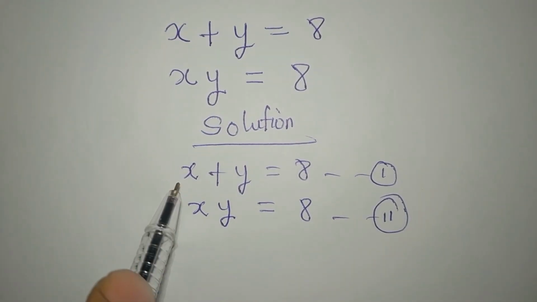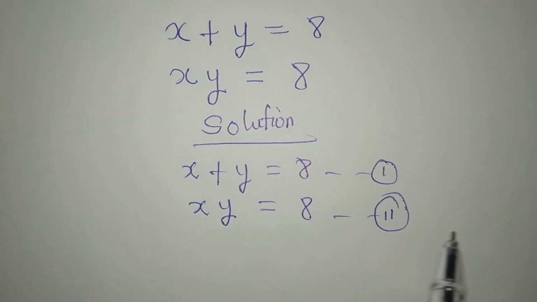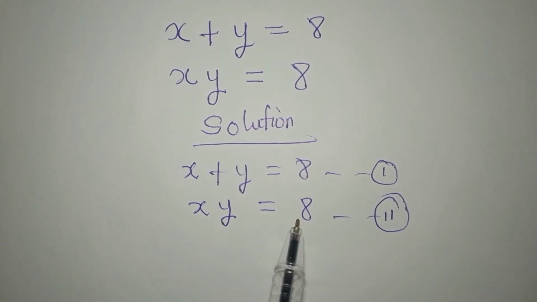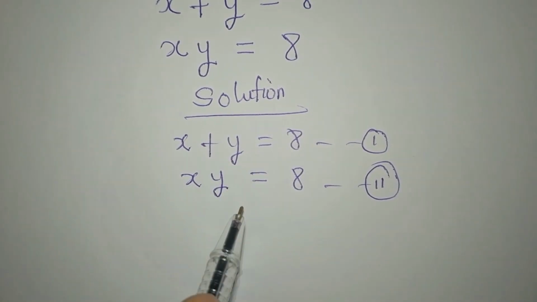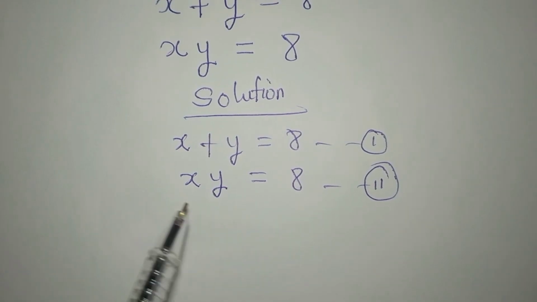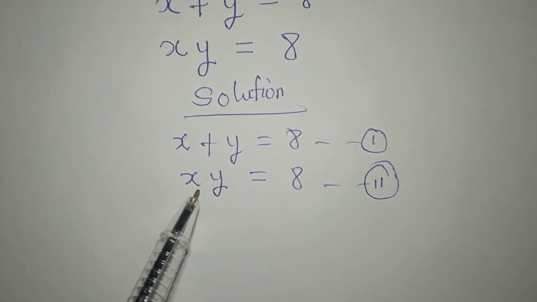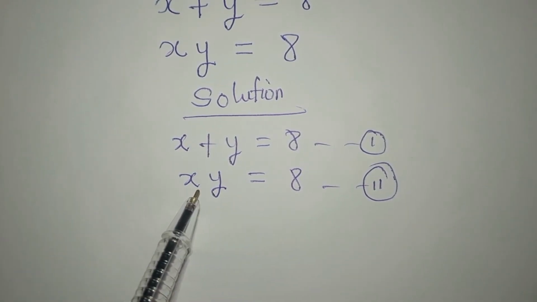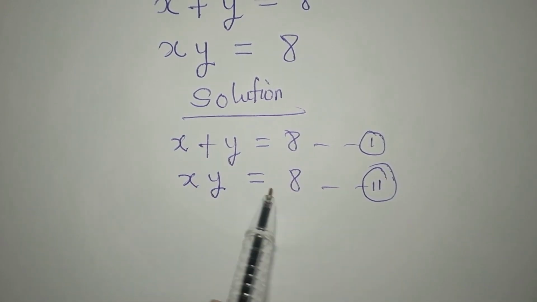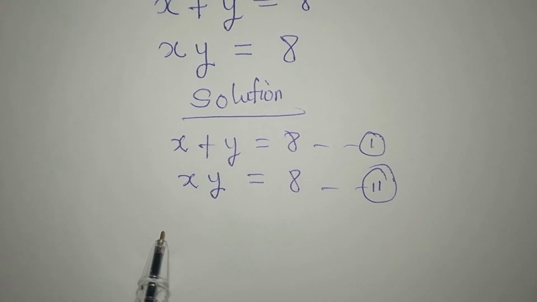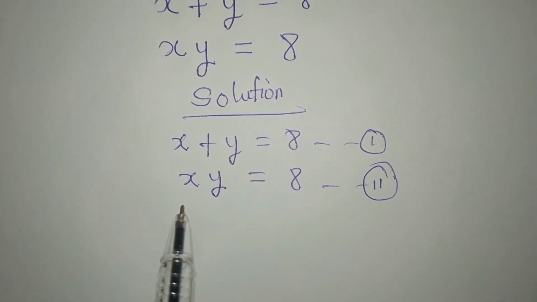Okay, we have x plus y equals 8 as our equation 1 and xy equals 8 as our equation 2. And we are going to solve these equations simultaneously because in one equation there are two unknown variables. So it becomes difficult or impossible to solve one without considering the other, right?